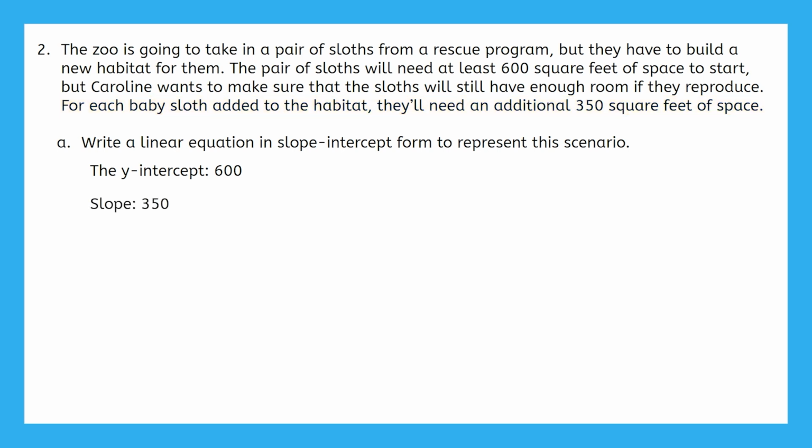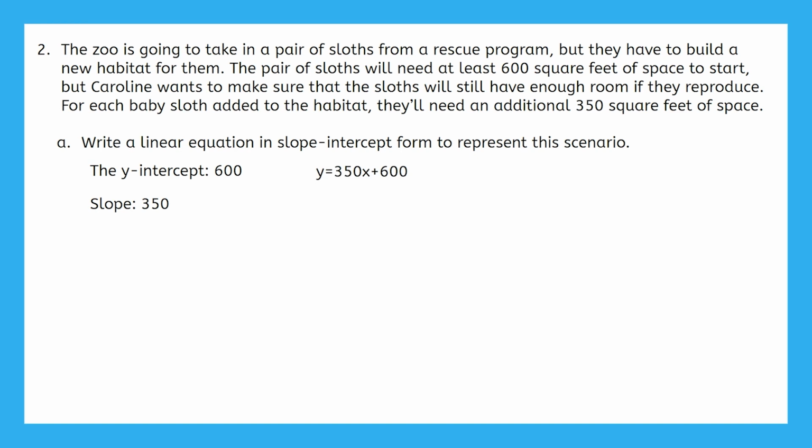Yeah, it is. If that didn't click for you right away, we know that with 0 babies, the sloths need 600 square feet. If the sloths have 1 baby, how big does the habitat have to be? 1 baby means adding 350 square feet to the habitat for a total size of 950 square feet. With these 2 points, you could use the slope formula to double check and see that yes, our slope is in fact 350. And actually, that's it. That's the slope-intercept equation. Nice.